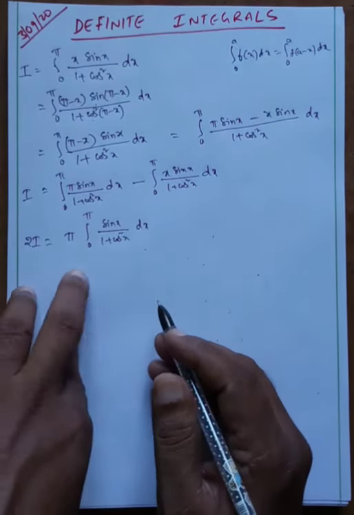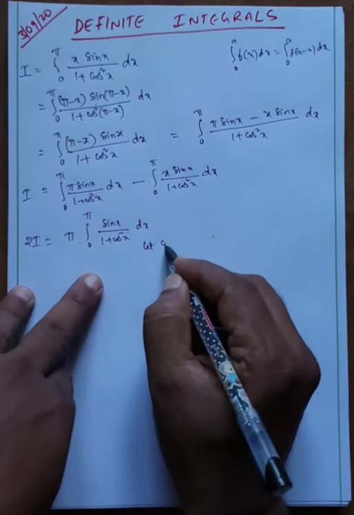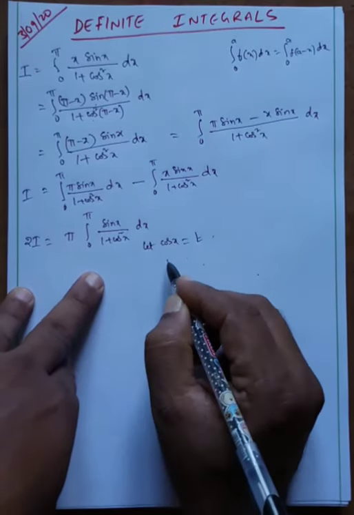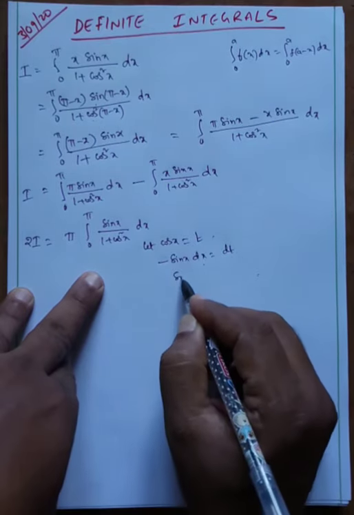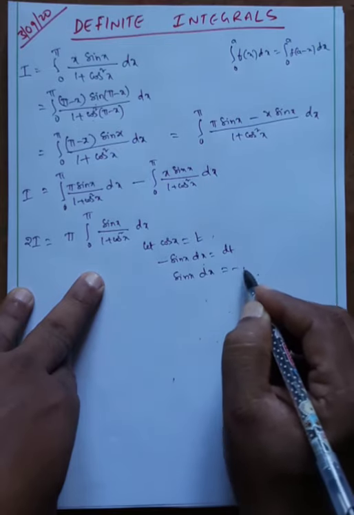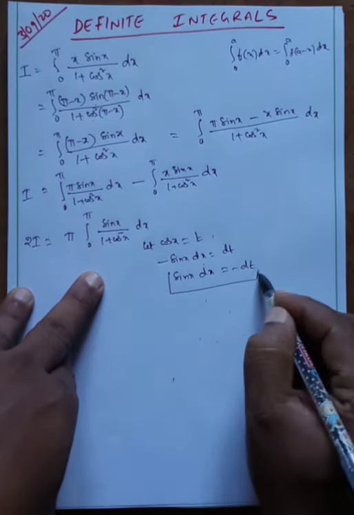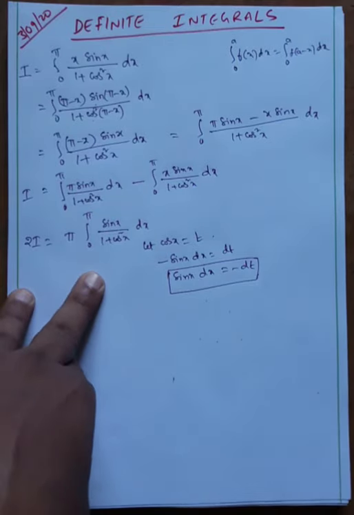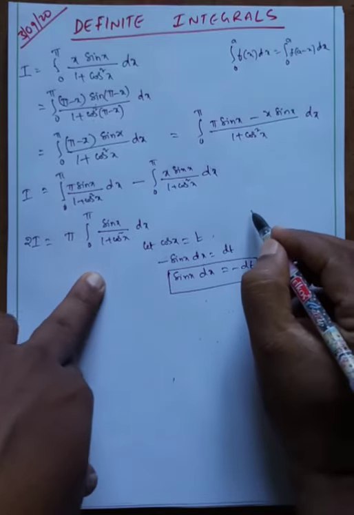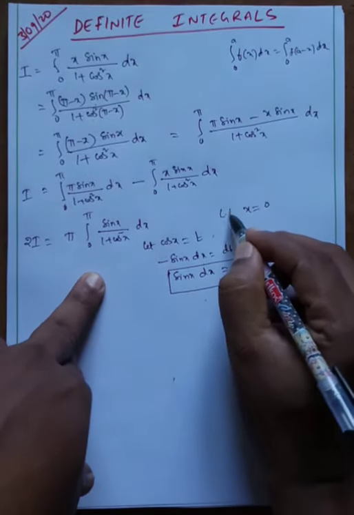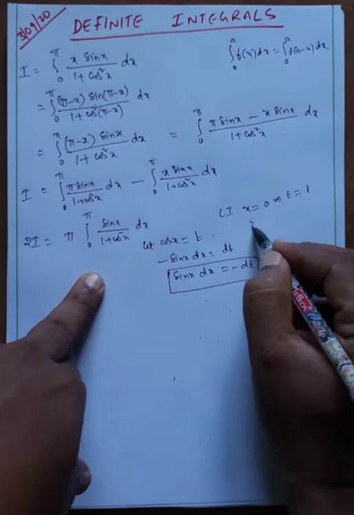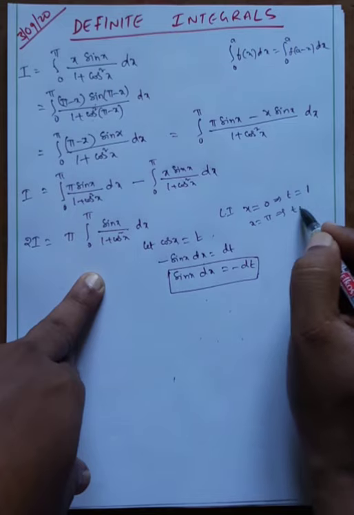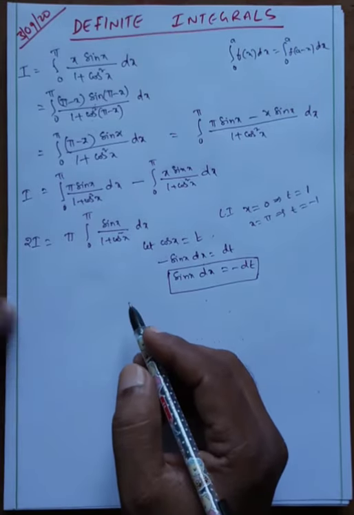Now sin x by 1 plus cos square x, what happened here? Suppose let cos x is equal to t, so minus sin x dx is equal to dt. Now sin x dx is equal to minus dt. Now we change the limits also. Whenever we substitute another variable, 100% we will also change the limits. For x equal to the lower limit 0, t is equal to cos 0, which means 1. For x equal to pi, t is equal to cos pi, which means minus 1.